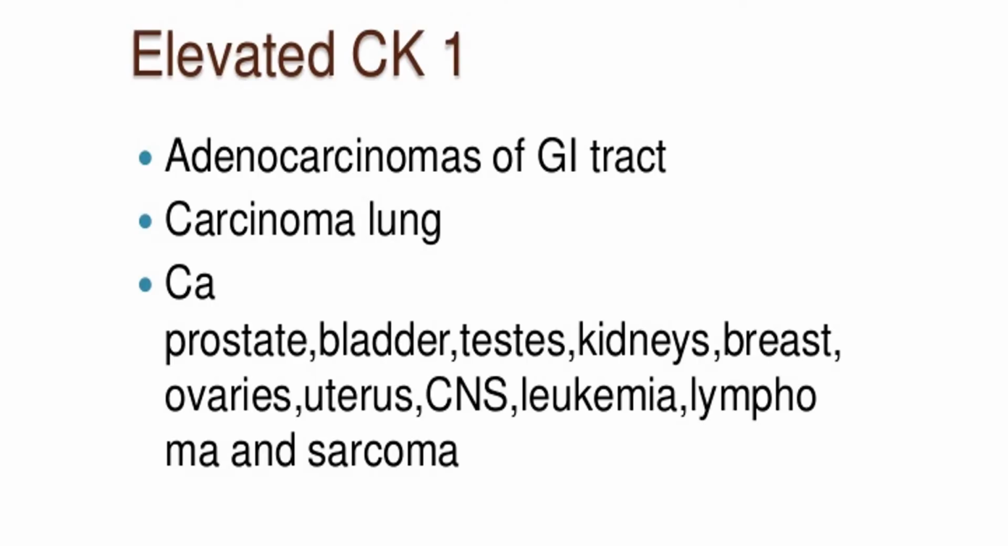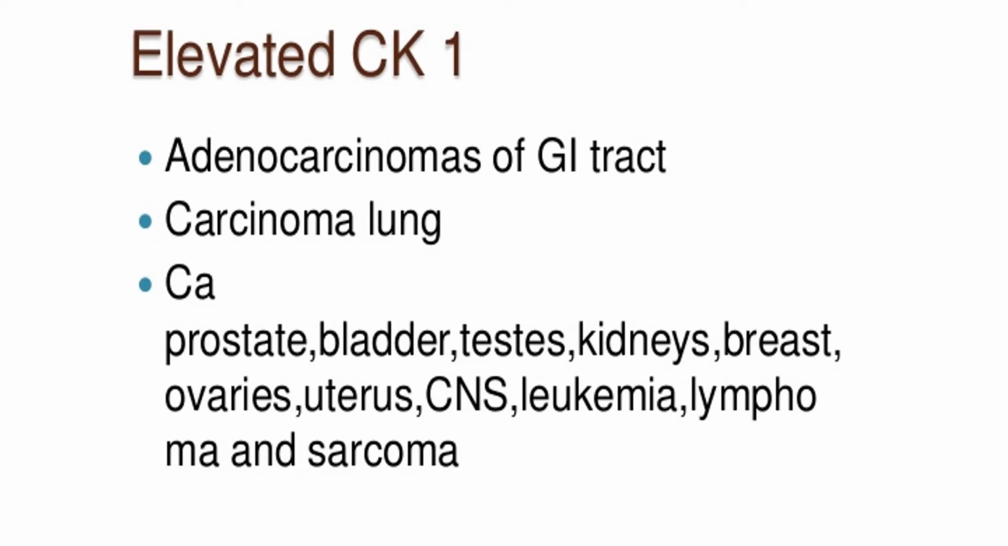Now, interpretation of CK1: if the level of CK1 is present in higher concentration in the blood, then one can suspect adenocarcinoma of the GIT tract, carcinoma of lung, and carcinomas of various organs and tissues like prostate, bladder, testes, kidney, breast, ovaries, uterus.